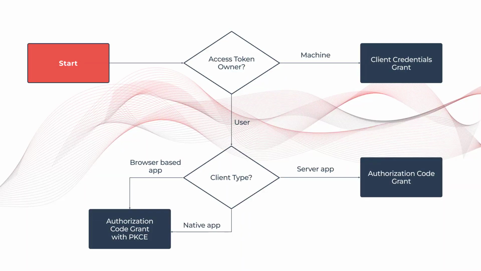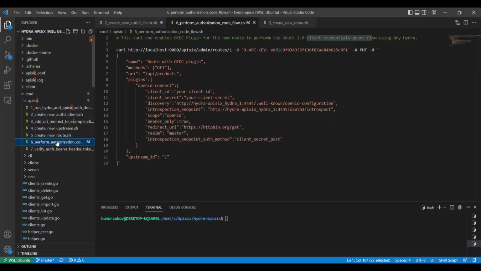Sometimes you might struggle to figure out which grant type to use, and probably this diagram can be very useful for this scenario to quickly check what kind of credentials you need. For example, if the access token owner is a machine, you use the client credential grant, and for this Ory Hydra, or if it is a user, you can double check if it's a browser type app or a server app. If it's a server app, of course, you can use the authorization code grant, otherwise the implicit grant with PKCE, as for a native application, let's say.